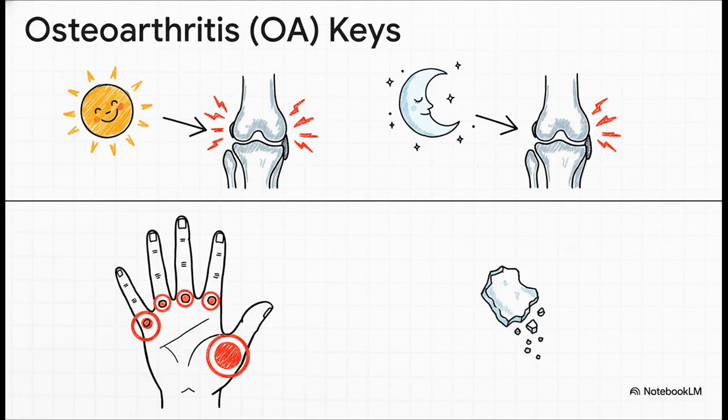It's not a big inflammatory storm, which is why the morning stiffness is pretty minimal, usually lasting less than half an hour. And when you look at the hands, you're going to see it in those classic spots, the DIPs and PIPs, and really importantly, at the base of the thumb.